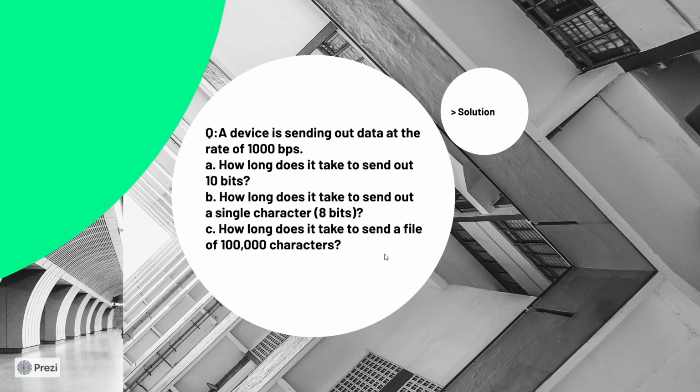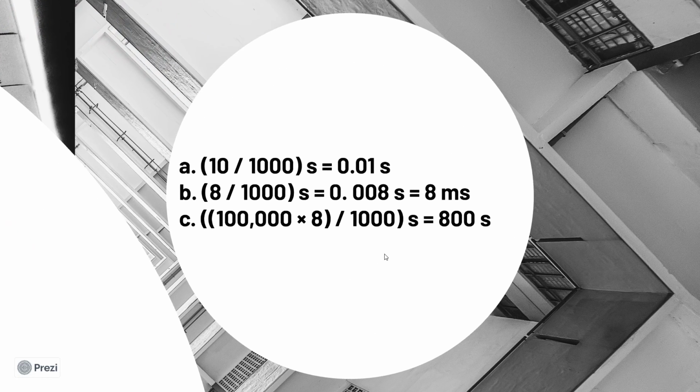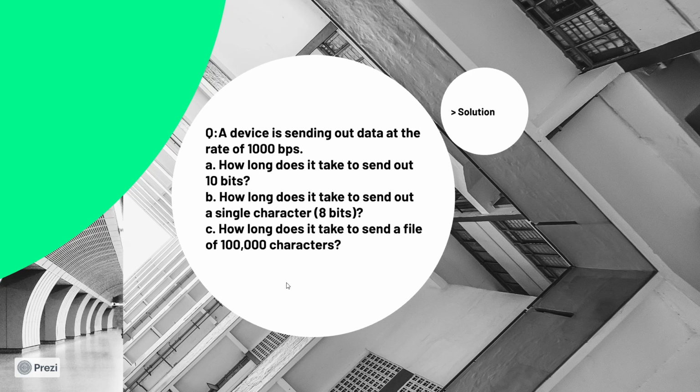Let's look at the third question. How long does it take to send a file of 100,000 characters? Each character consists of 8 bits. So we are going to multiply 100,000 by 8, then divide it by 1000, which will be 800 seconds. So the total time to send a file which consists of 100,000 characters will be 800 seconds when the bit rate is 1000.